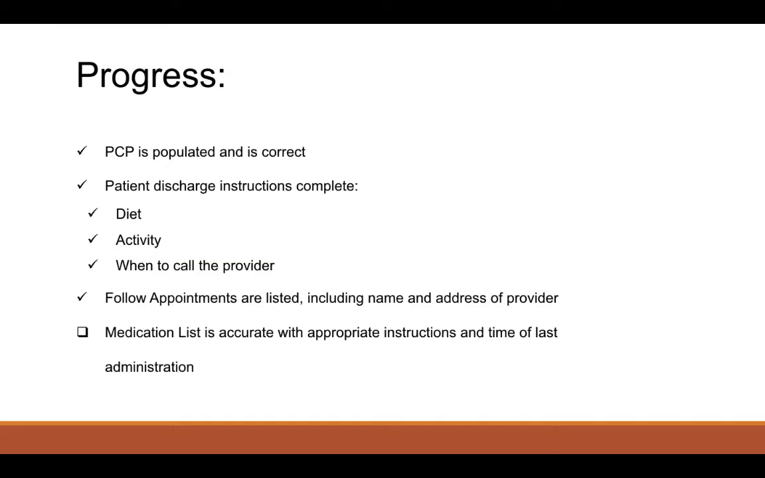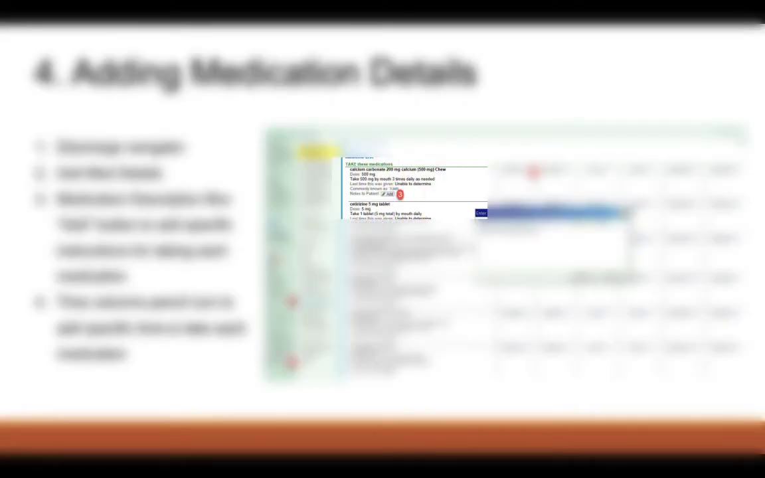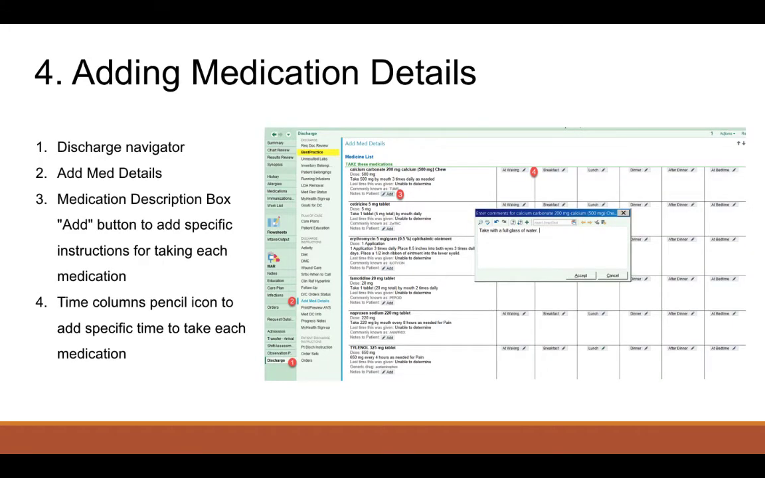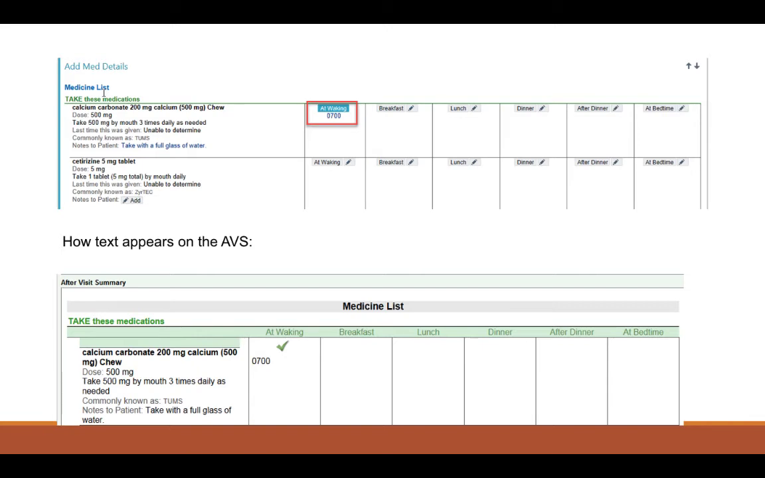All right, we're almost there. Lastly, we have to update the medication list. To add medication details, go to the Discharge Navigator again, then select Add Med Details. To write additional instructions, you just click the Add button next to the medication. And to write the time of the next dose, click on the pencil icon in the time columns. This top box is how it looks when you enter it on the AVS, and the bottom box is how it will appear to the patient when you print it out.